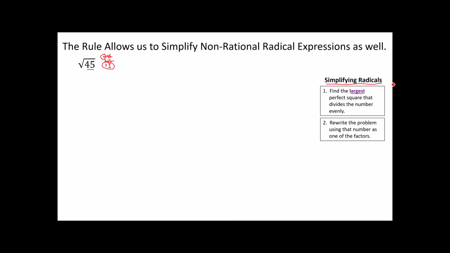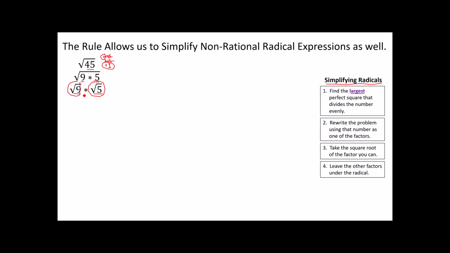So I'm going to split this into a 9 times 5. Notice one of these is a perfect square, the 9, the other is not a perfect square. And then I'm going to split this into two separate problems, the square root of 9 and the square root of 5. Because I am able to take the square root of 9, I already know that's a 3. I can't take the square root of 5, so I'm just going to leave it alone. I'm going to take the square root of the factor I can and leave the other one alone.